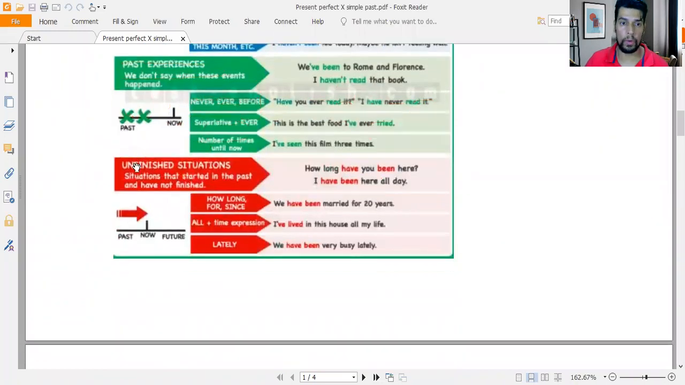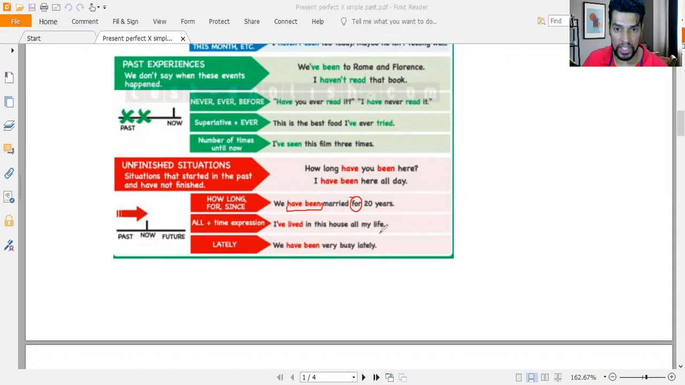This one I told you before, unfinished situations. Situations that started in the past and have not finished. How long have you been here? I have been here all day. So it's an unfinished situation. You don't know when the thing is going to be over. So you've been there all day long. How long, for, since? We have been married for... look, we have this. When you see for, probably you're going to be talking about present perfect.